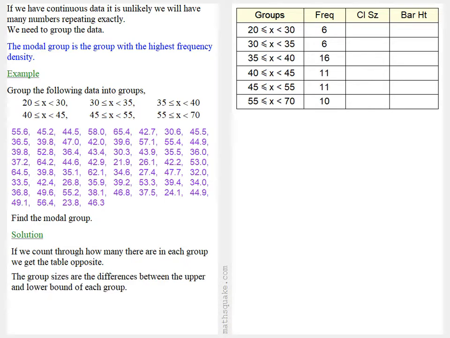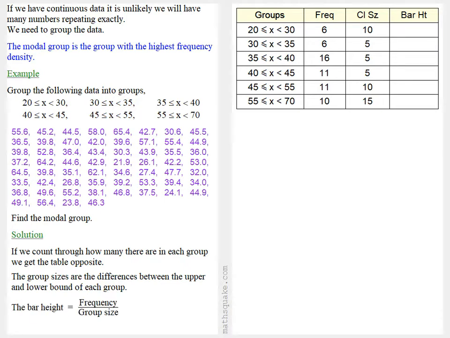Now the group sizes or class sizes are the difference between the upper and lower bounds of each group. So we have class sizes of 30 minus 20, which is 10, 35 minus 30, which is 5, 40 minus 35, which is 5, 45 minus 40, which is 5, 55 minus 45, which is 10, and 70 minus 55, which is 15.